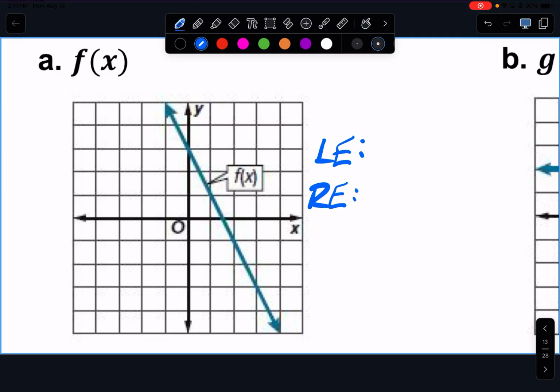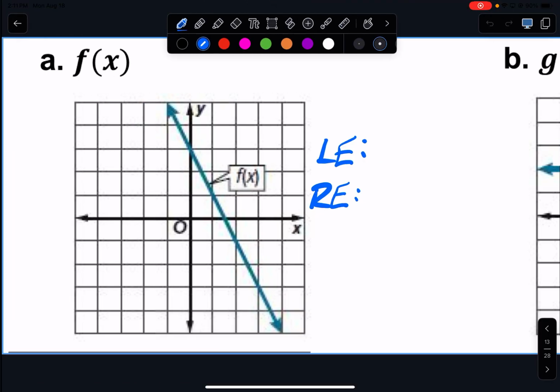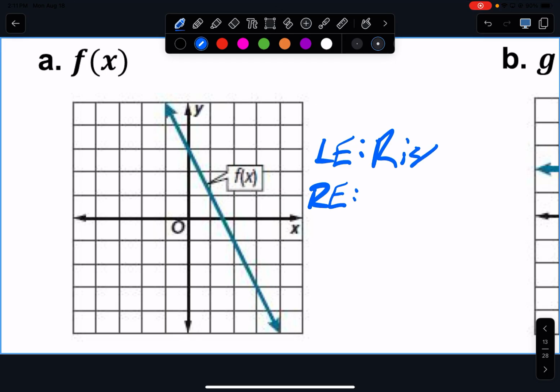Miguel, what's the left end doing? Rising. Rising. Good. It's going up, right? Riley, what's the right end doing? Falling. So we're going to put fall because it's going down.